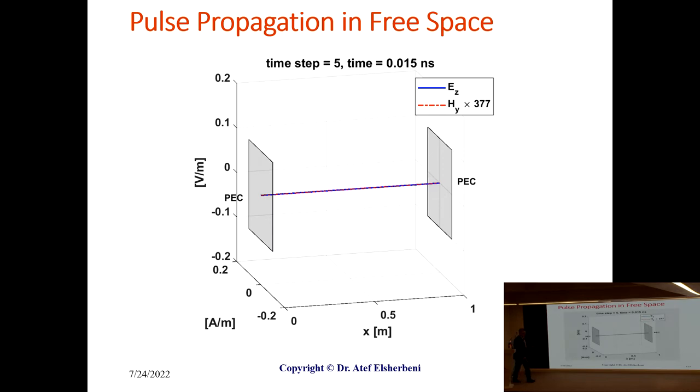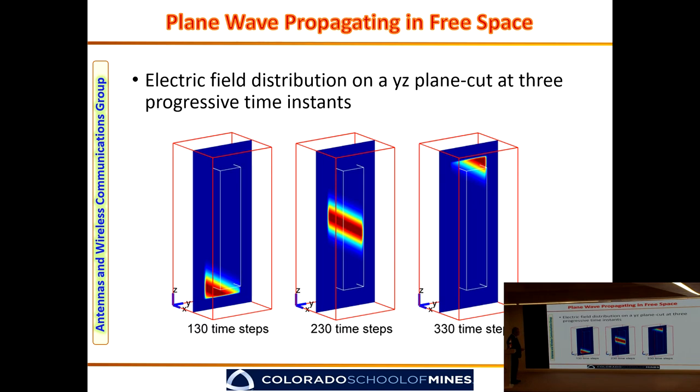And there should be a movie here. I don't know if it's going to work or not from the flash drive. Let's see. Yeah. You can see the E and H field components, how they interact with each other and with the perfect electric conductor. It's a very simple code, not very long, and everyone can download it and run it as well. All kinds of simulation capabilities with the finite difference time domain.